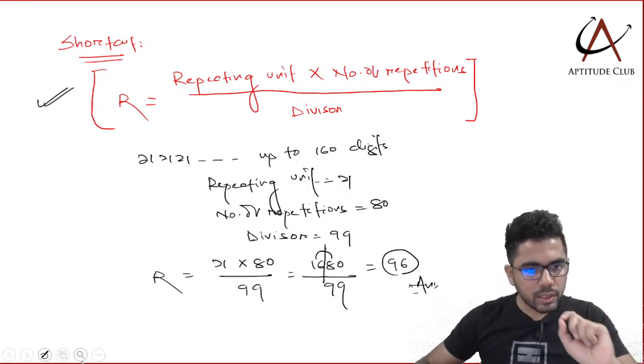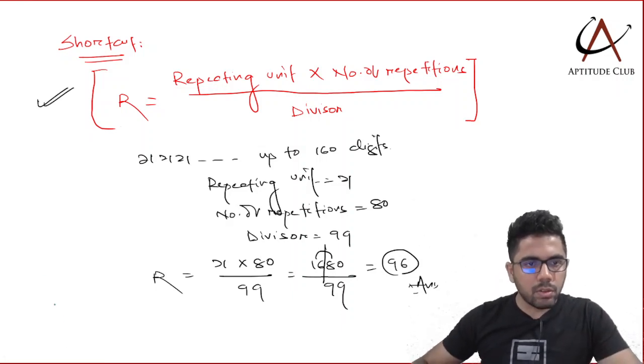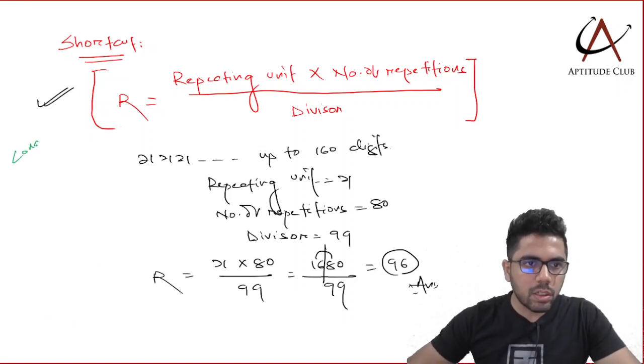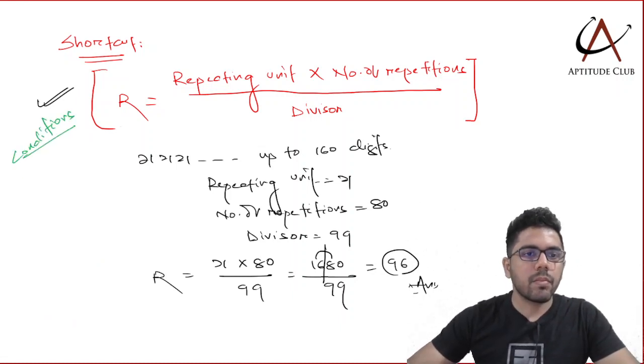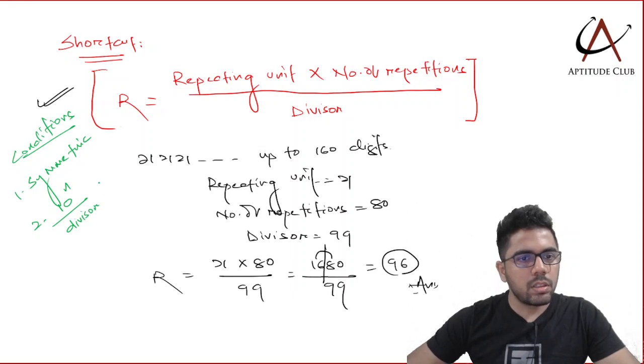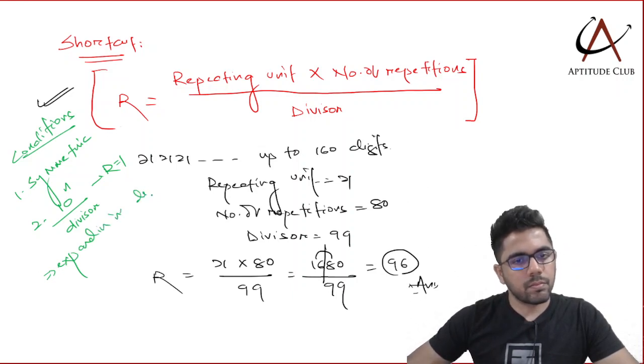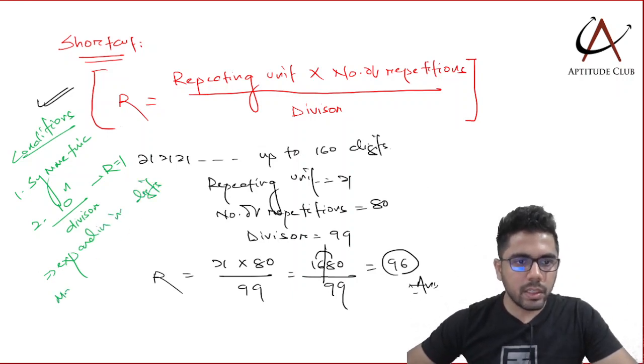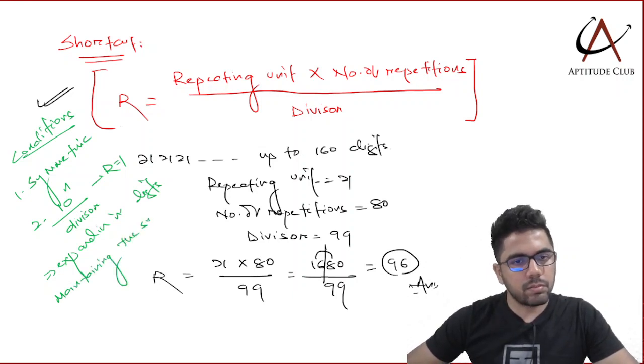But थोड़ा सा क्या चाहिए यहाँ पे, that for applying this shortcut, there are a few conditions that should be met. Conditions: first, this number must be symmetric, and the second is 10 to the power n divided by the divisor, the remainder must be 1. So you expand in n digits. I'll explain what this is. Maintaining the symmetry.